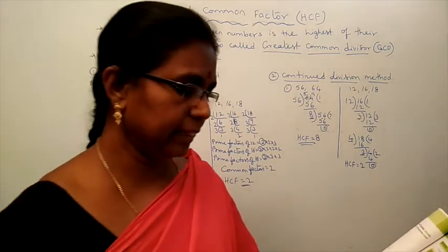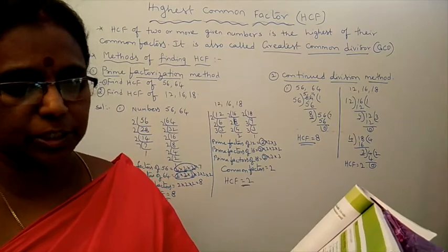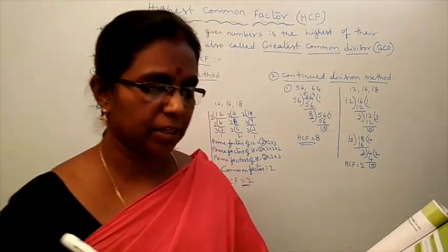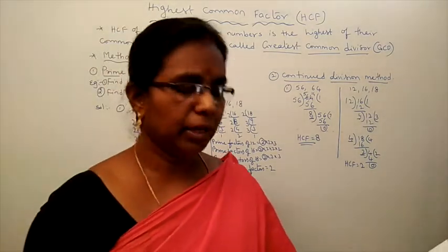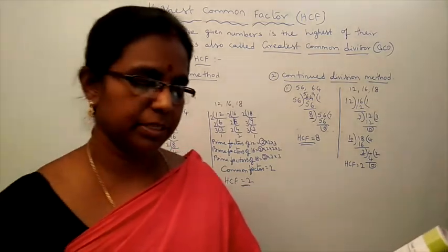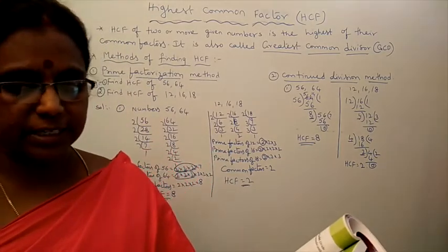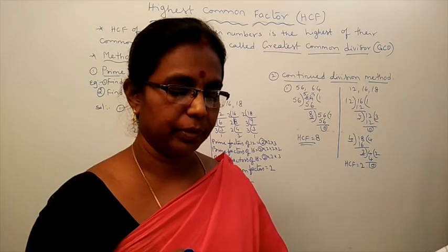Next. The length, breadth, height of a room are 12 meter, 15 meter, 18 meter respectively. Determine the length of the longest stick that can measure all the dimensions of the room in an exact number of times. Now one room is there: length 12 meters, breadth 15 meters, 18 meters height. Now you want to take one longest stick and measure the room with that stick.